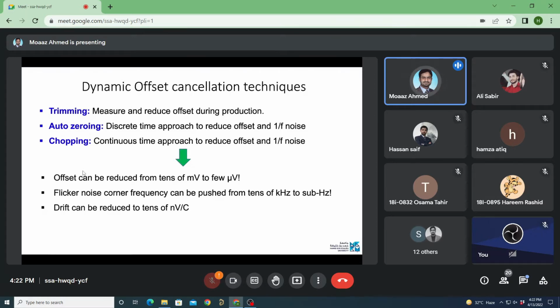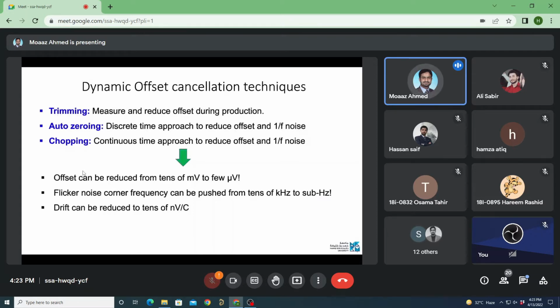When the flicker corner is drawn to such a low frequency, your signal ideally sees only the flat noise, like the thermal noise only, which can be easily designed for. I mean, you burn more power, you reduce thermal noise. And then drift can be reduced to tens of nanovolts per degree Celsius by using either of these two dynamic techniques. So can you see the next slide?